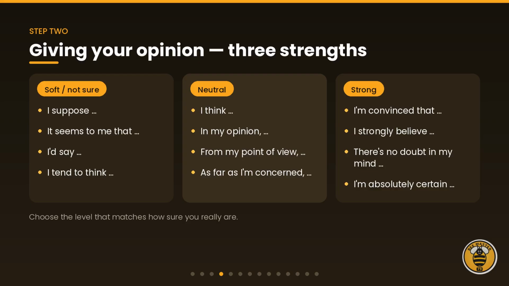And strong, for when you really mean it: I'm convinced that, I strongly believe, there's no doubt in my mind, I'm absolutely certain. Choose the level that matches how sure you really are.